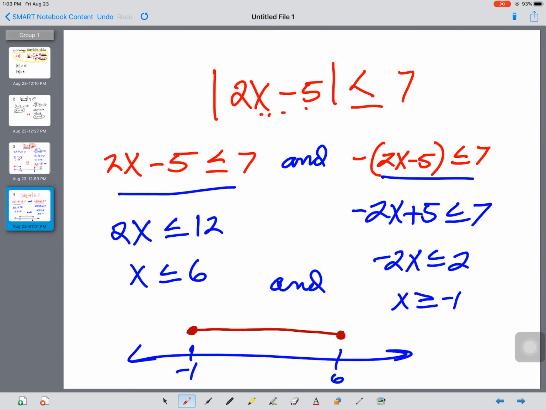So I hope that helps you understand a little bit about absolute value and how it works. It's about the stuff inside the absolute value, that it could be positive and it could be negative. And if it's negative, you have to take the opposite of it.